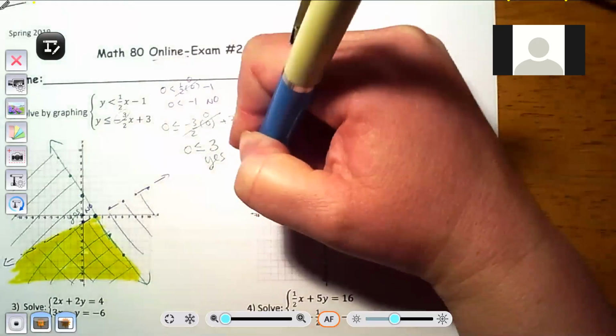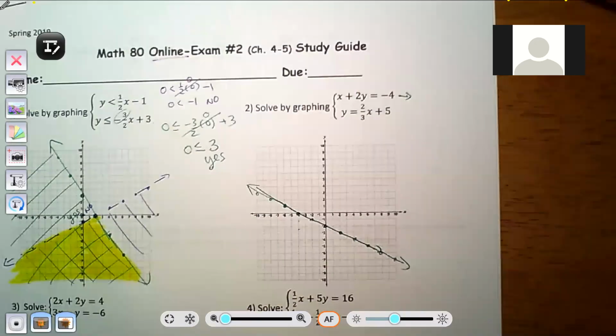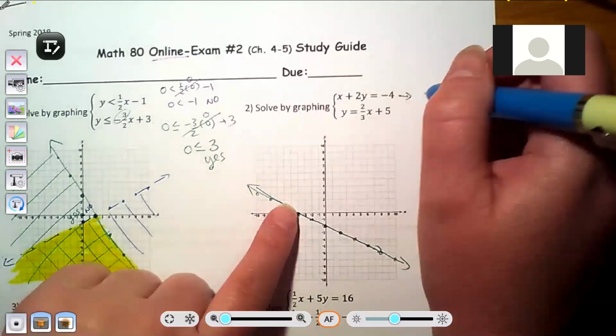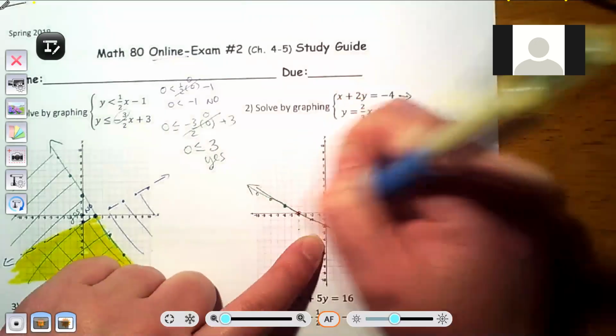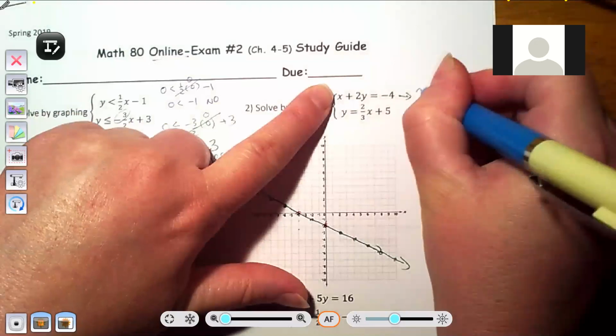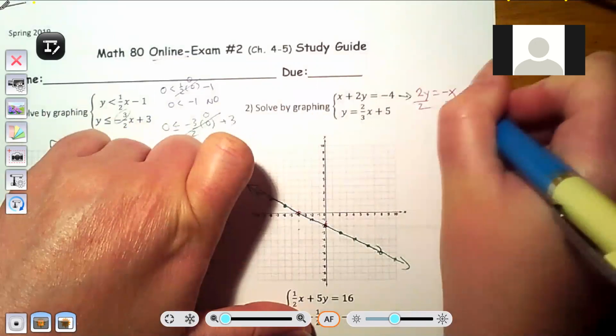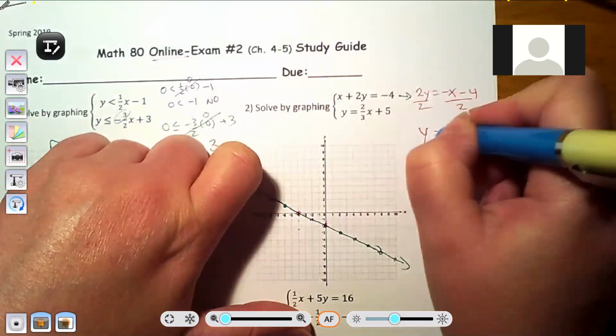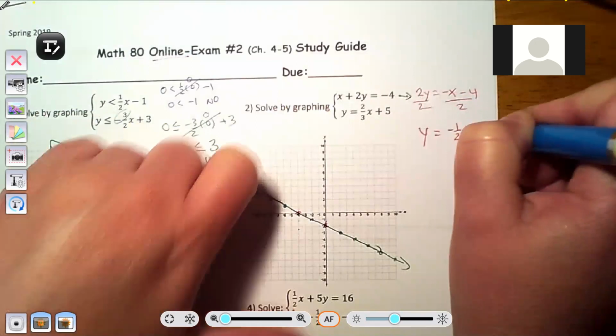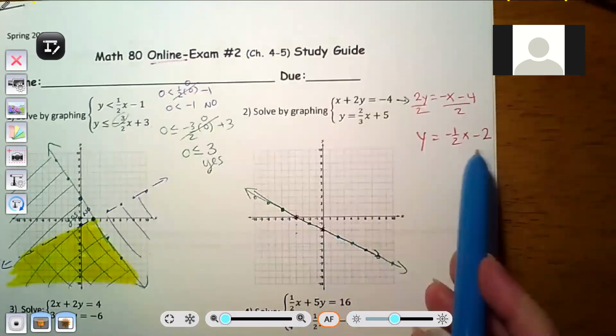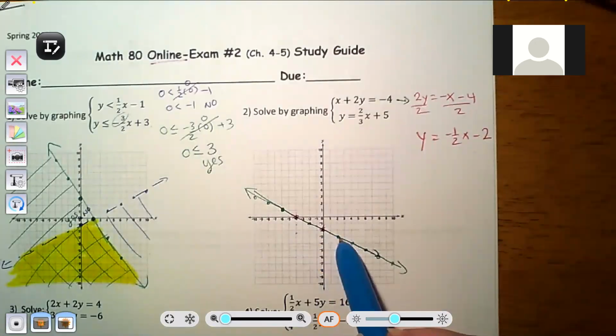I kind of did that on purpose because I wanted to emphasize that you really need to do as many points as possible if you're doing this freehand. If you're using XYZ, the tool for it just wants 2 points. Alternatively, instead of using the intercepts, you can also rewrite this. So you'd subtract x from both sides and then divide both terms by 2. So it has a y-intercept of -2 and has a slope of -1/2, so down 1, right 2.